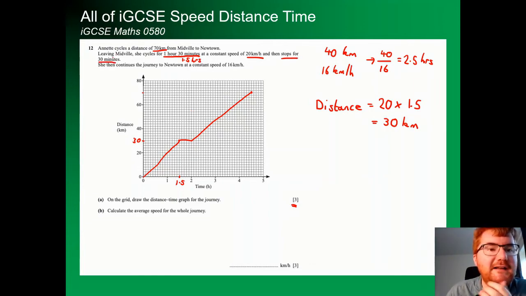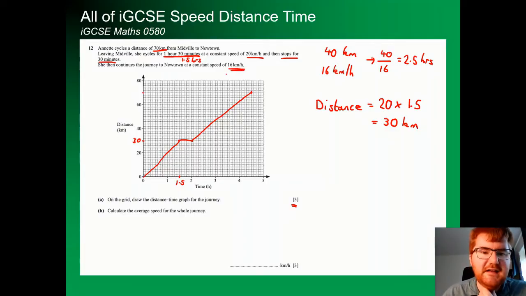So she's not traveling anywhere at that point. So that's going to be a straight horizontal line until we get to 2, because we're doing 1.5 plus half an hour, 0.5. That gives us 2. And this is the tricky part at this point. So then she continues the journey at a constant speed of 16 kilometers per hour.